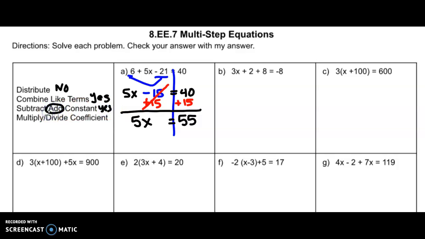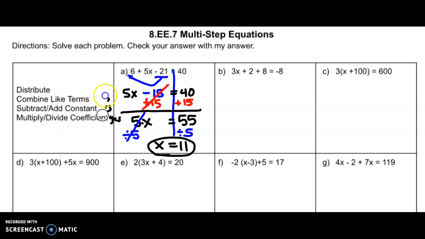The next part is to check if I need to multiply or divide. So here I have 5 being multiplied to x. The opposite of multiplication would be to divide. So I'm going to divide by 5, divide by 5. That helps me cancel out my coefficient. Now I just have x is equal to 55 divided by 5, which is 11. So all I did was go step by step, and I had to check if I had to distribute, combine like terms, then subtract or add, and finally multiply or divide.